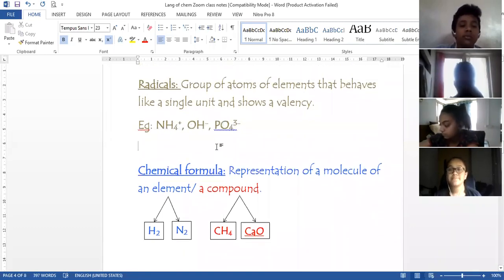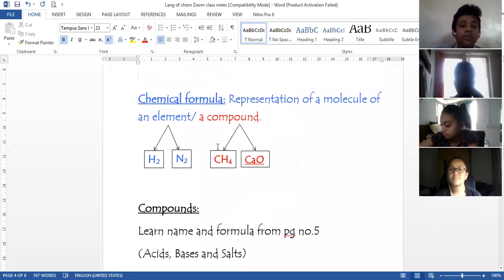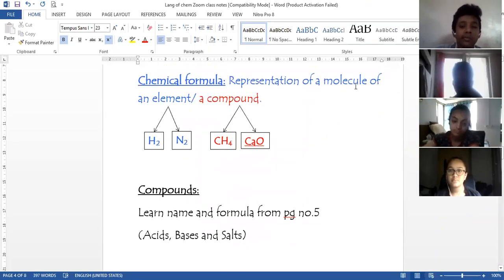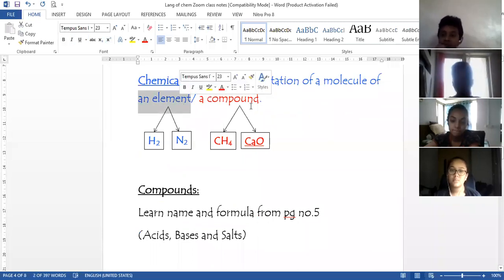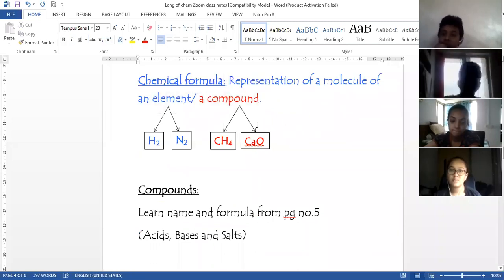Okay, this again we have studied in grade 8. Okay, the next one is chemical formula. So chemical formula is a representation of a molecule, of an element, or a compound. So chemical formula can be used to represent an element and a compound. Now what is the difference between like formula?